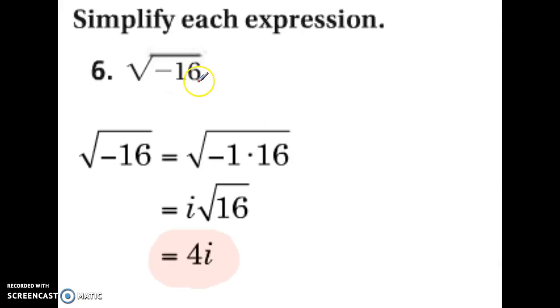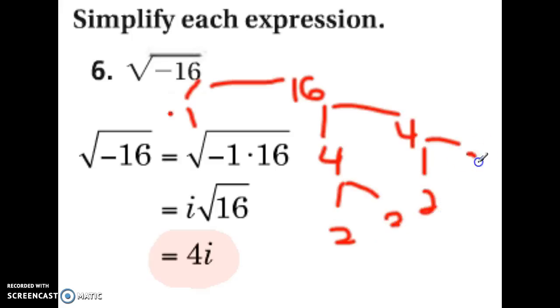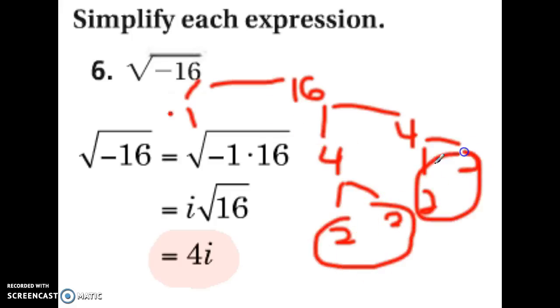In number 6, I'm going to factor. So negative 1 comes out, and then 16 comes out. And I factor 16 as 4 and 4, and I recognize 2 and 2. Or if you recognize 16 is a perfect square, then you can go square root of 16 is 4. So I have a set of 2's. 2 times 2 is 4. So 4 comes out, and I have i because that's the square root of negative 1.